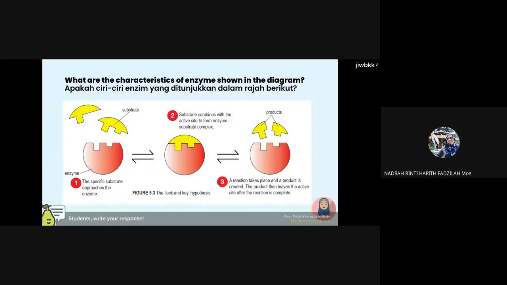Okay, what are the characteristics of enzyme shown in the diagram?